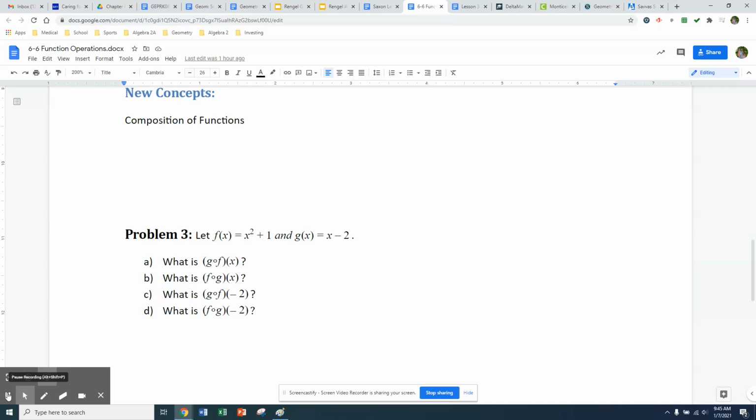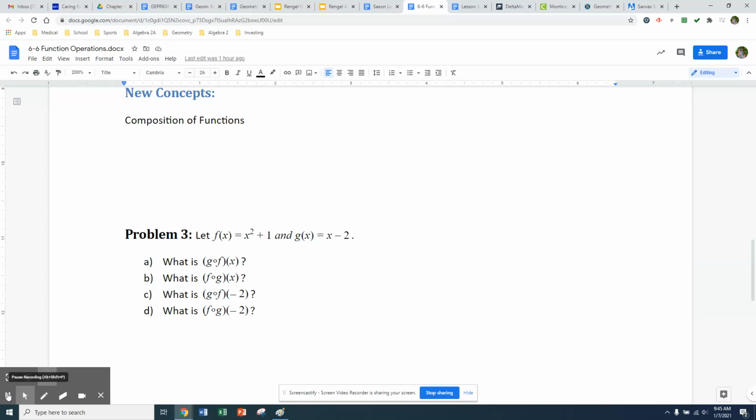Now what this is communicating to me is it's telling me to take f's function rule, which is x squared plus 1, and input that into the g function. So it'd start to look like this, g of x squared plus 1. And then the g function rule is x minus 2. So with function rules, whatever number is in the parentheses of the name of your function, that's the number that you're going to input into the function rule.